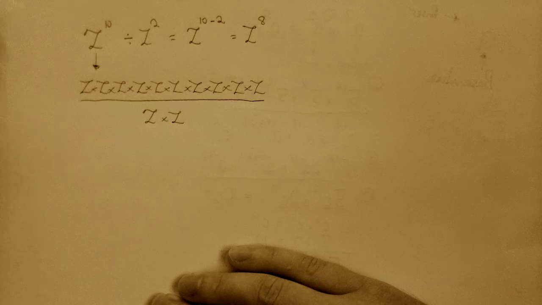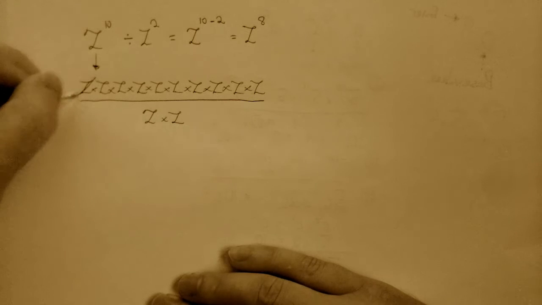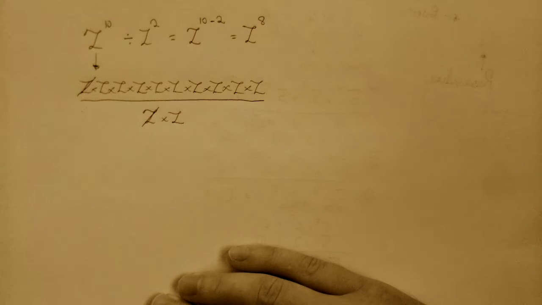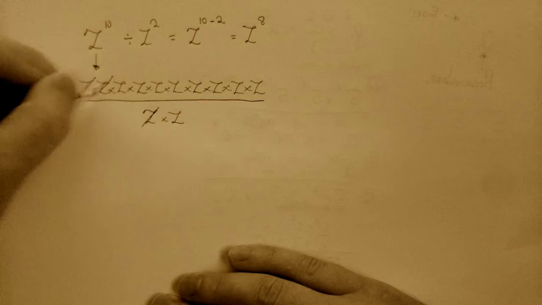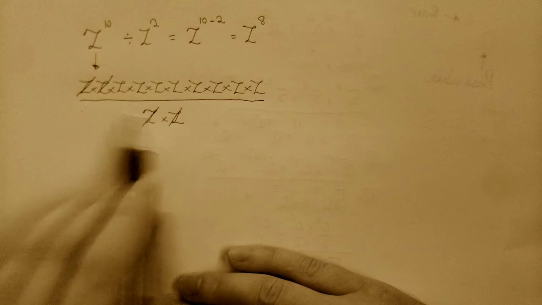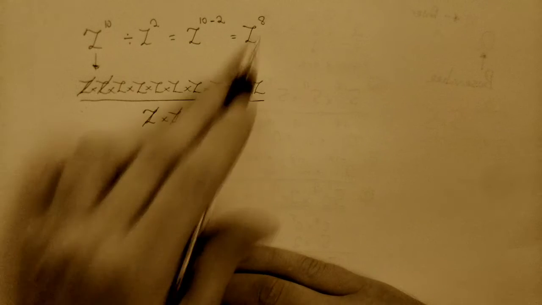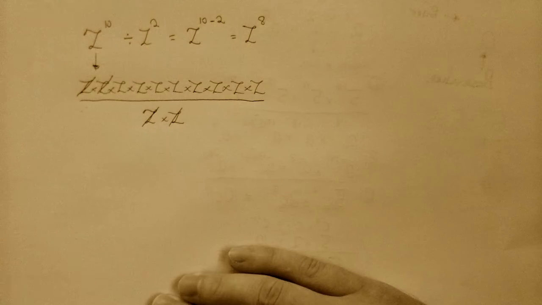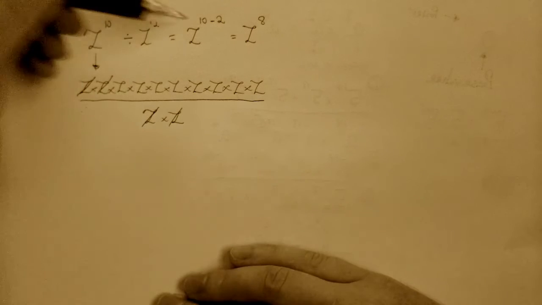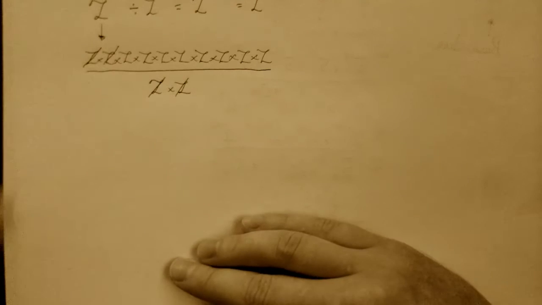When I'm dividing, I want to divide top and bottom by the same thing. I can divide the top by z, so I'd end up cancelling z's like that. I could divide it by another z, and that's all these z's at the bottom gone. So I'm left with 1, 2, 3, 4, 5, 6, 7, 8. And there's my z to the power of 8. Key thing for you is you just subtract the powers, that's it. So let's look at a slightly harder example.